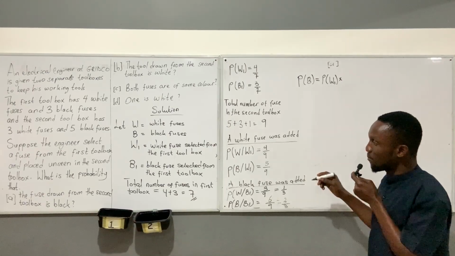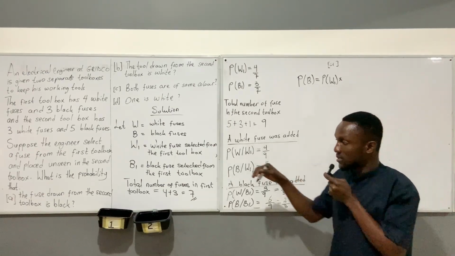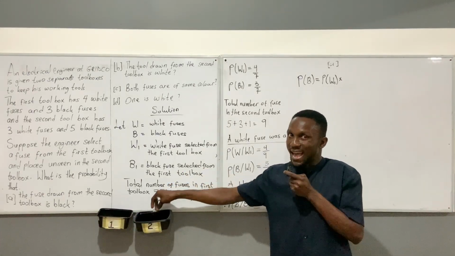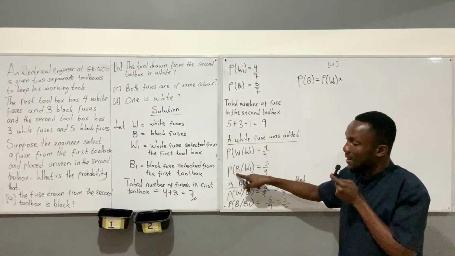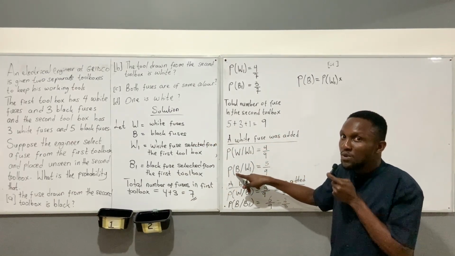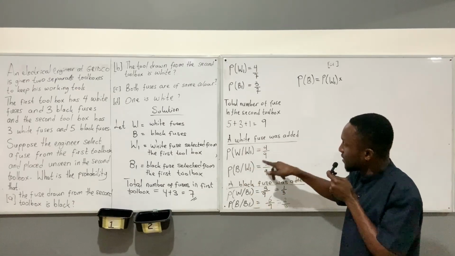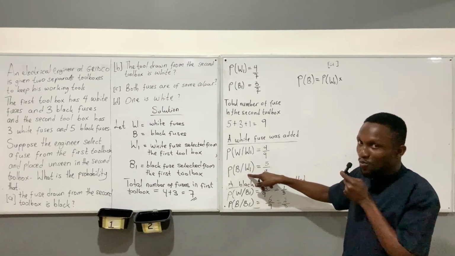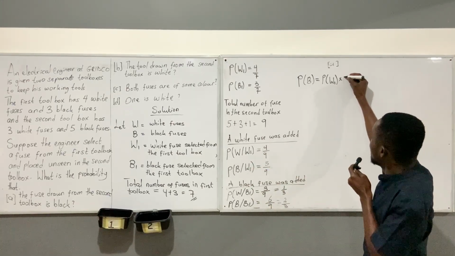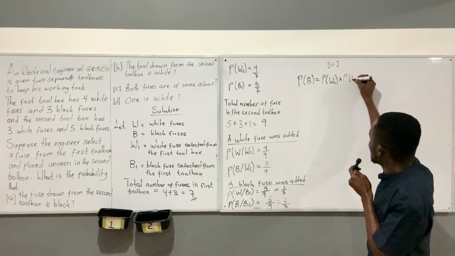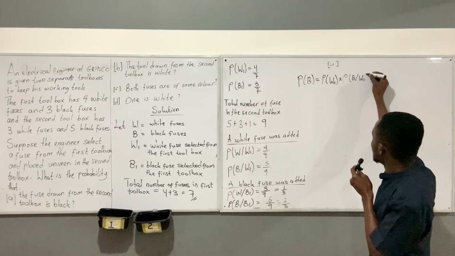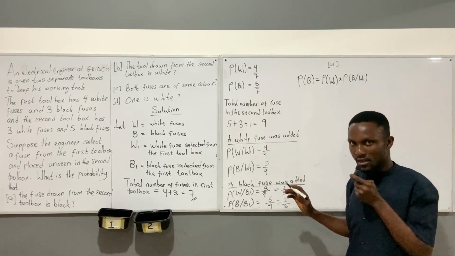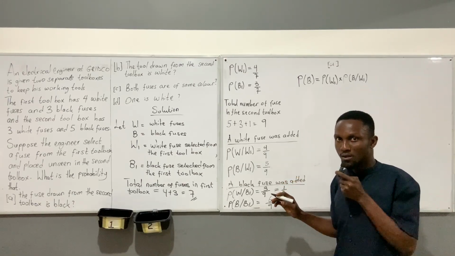Multiply this by what fuse was picked. He picked black. So we are going to look for black in the first scenario. Yes, black. Here it is, assuming a white fuse was added, which is here. So we will multiply by P of black given that a white fuse was added. Do you understand? That is the first scenario.